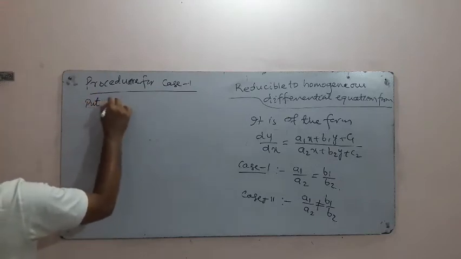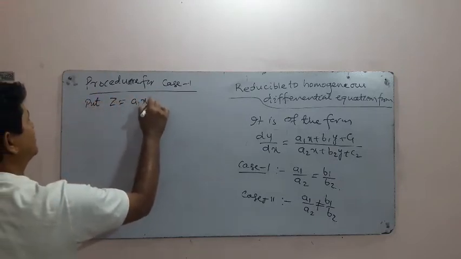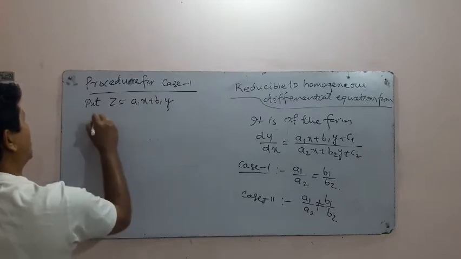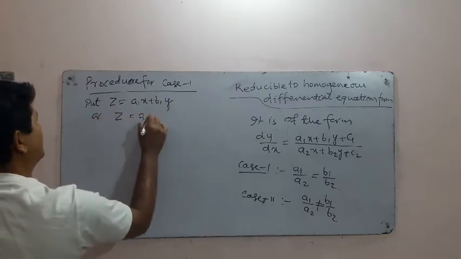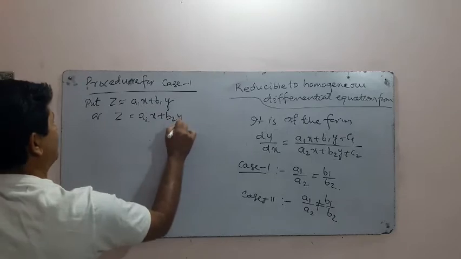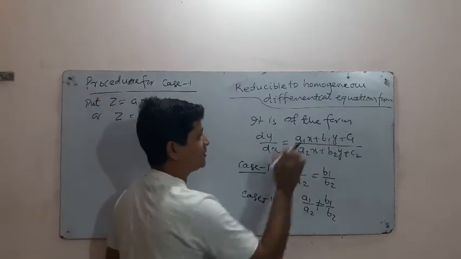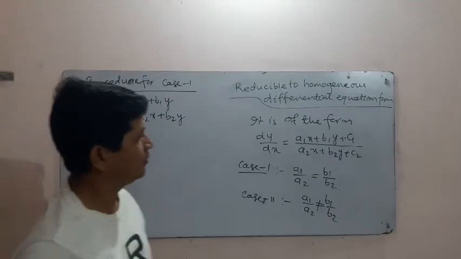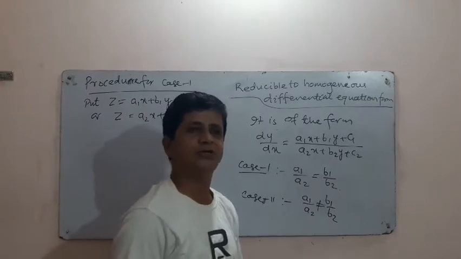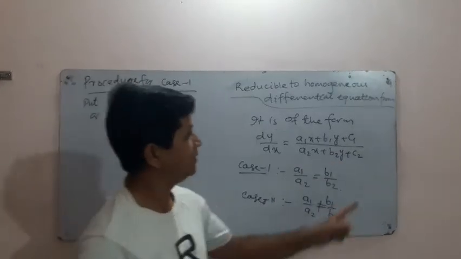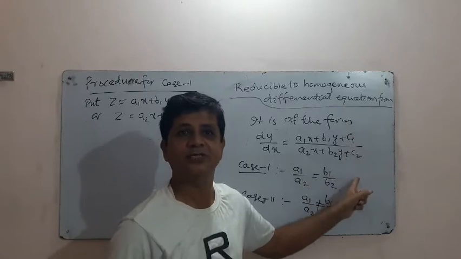Put z equal to a1x plus b1y or z equal to a2x plus b2y. Either you put a1x plus b1y equal to z or put a2x plus b2y equal to z, provided that there will be no same common from c1, c2.